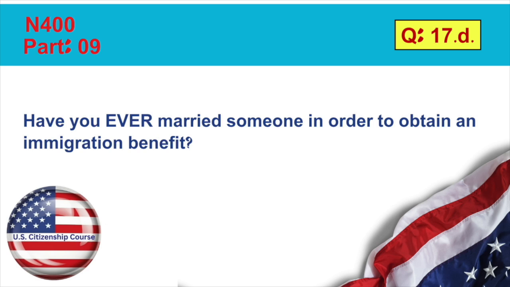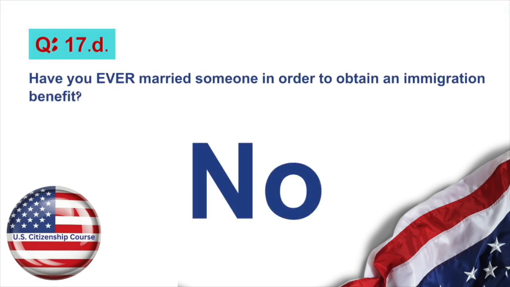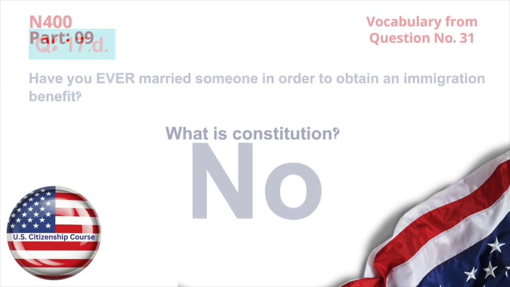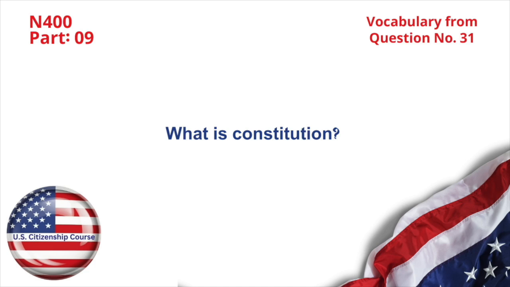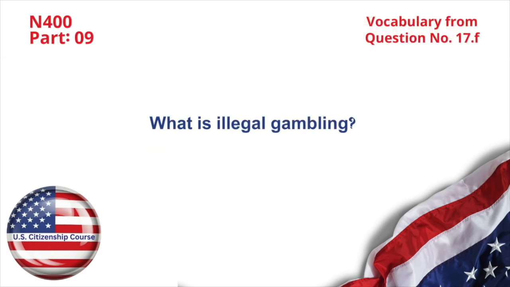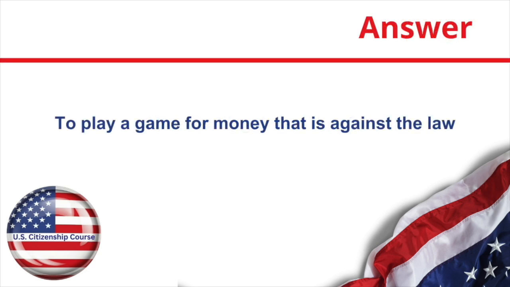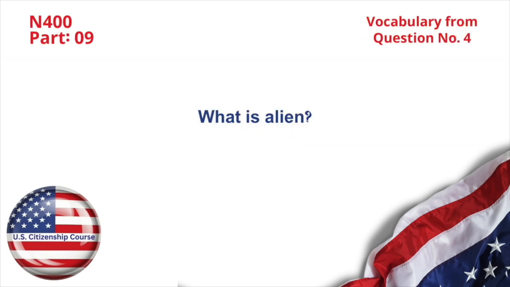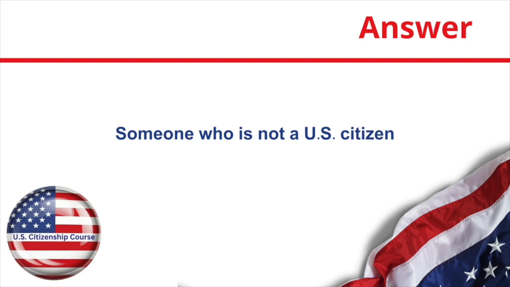Have you ever married someone in order to obtain an immigration benefit? No. What is constitution? The supreme law of the land. What is illegal gambling? To play a game for money that is against the law. What is alien? Someone who is not a U.S. citizen.